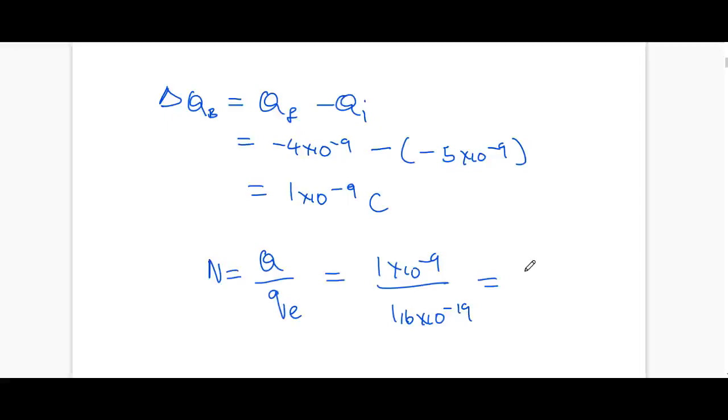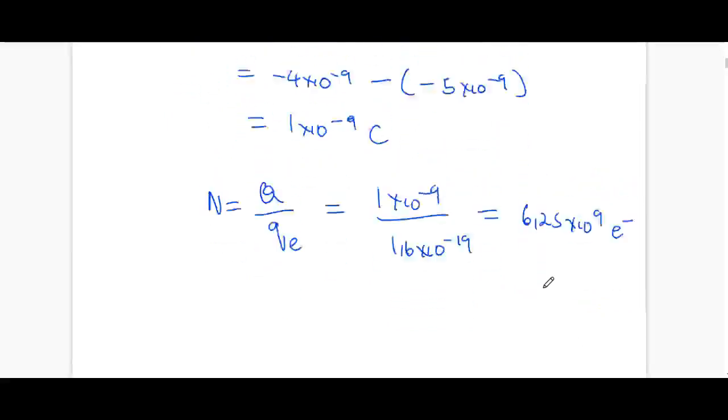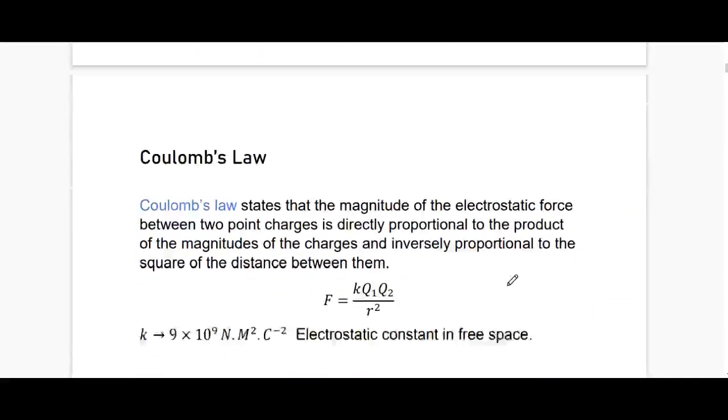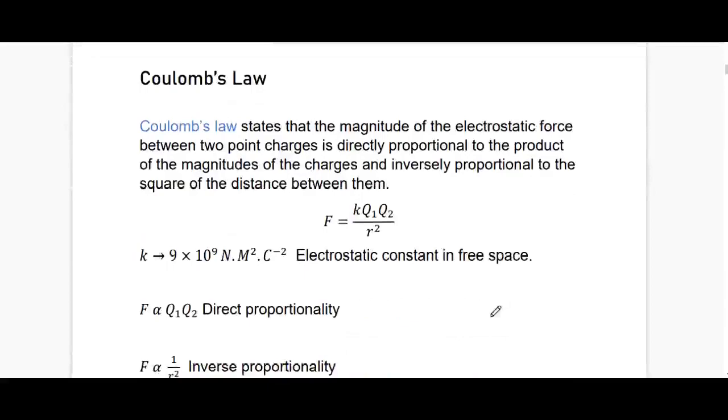So how much do we have? We have 6.25 times 10 to the power 9 electrons. Okay, so that is the answer. So now let's jump to Coulomb's law.